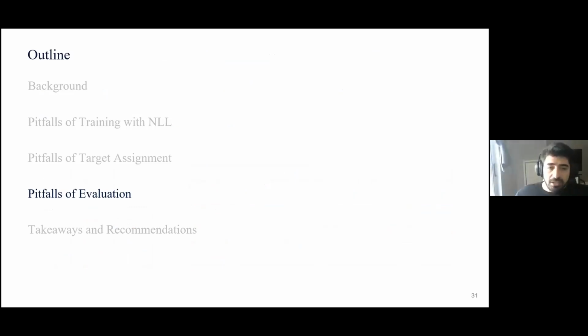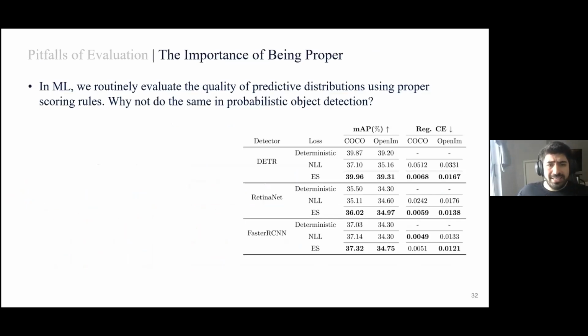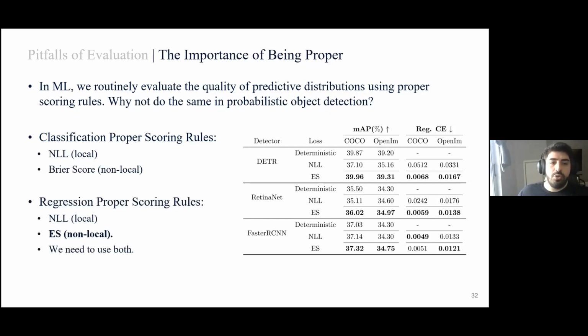The final thing I would like to discuss today is the pitfalls of evaluation. This will be quick. I will not be emphasizing this, but a full argument is available in our paper if you would like to read it. What we noticed is that literally all probabilistic object detectors available in literature consider non-proper scoring rules as their metrics to evaluate the quality of their predictive distributions. In machine learning, however, we routinely evaluate the quality of predictive distributions using proper scoring rules. Why not do that in probabilistic object detection? We devised an evaluation protocol and presented it in the paper, founded on proper scoring rules for classification and proper scoring rules for regression.